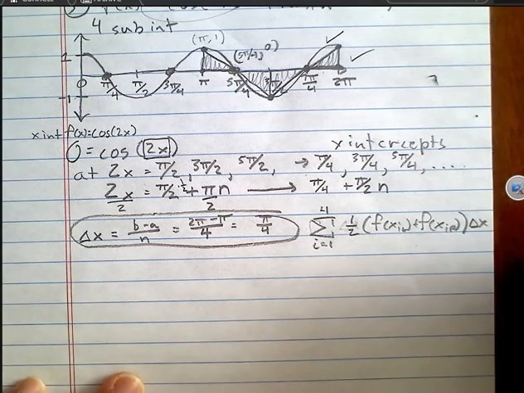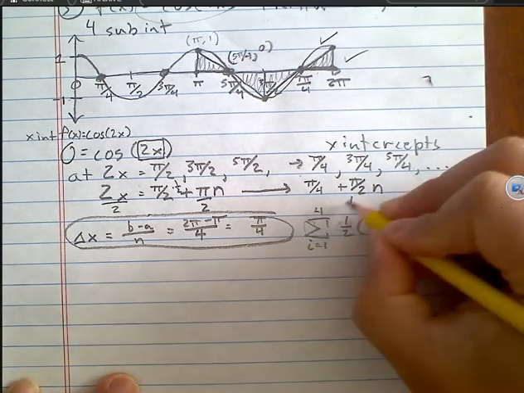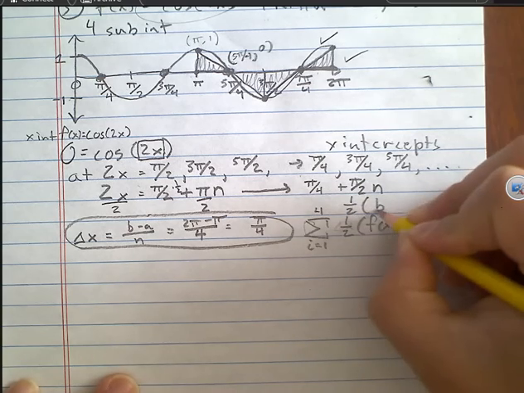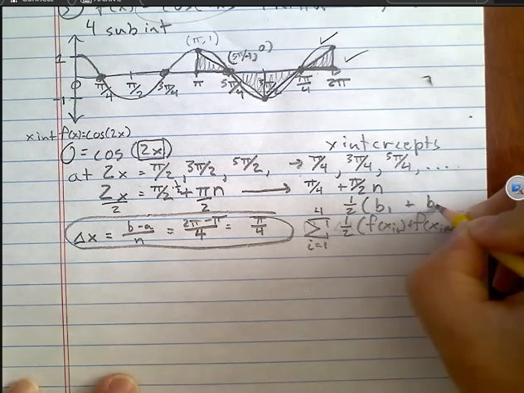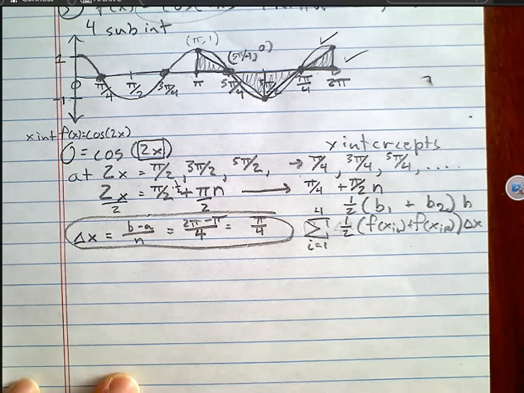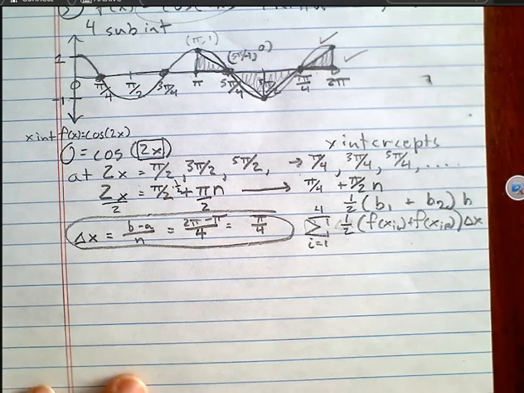Alright, how do I remember that? Because I know the trapezoid formula is one-half base 1 plus base 2 times the height. If you remember that, you'll be fine. Okay, so there's your formula.